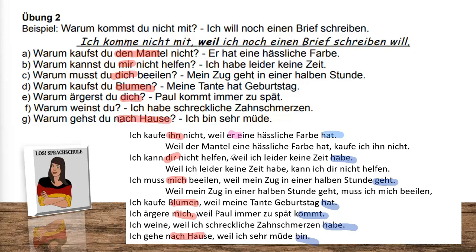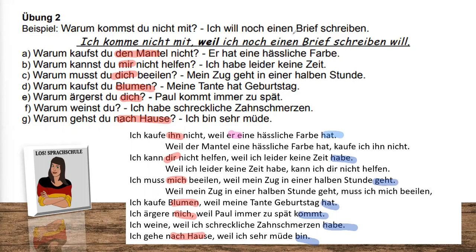Okay, this is the exercise I gave you before. As you can see, it's getting quite easy when we have our main sentence. Of course, you have to change the object accordingly. For example, den Mantel becomes ihn, mir, dir, dich, mich. Blumen stays Blumen in this case. But we can also say, ich kaufe sie, I buy them. Dich, mich, and nach Hause also stay the same.